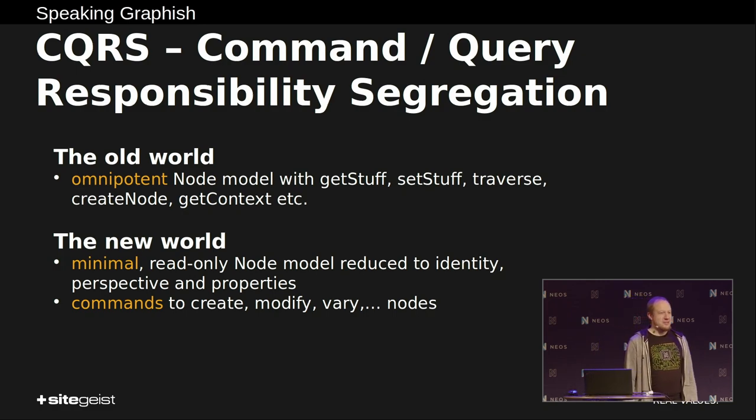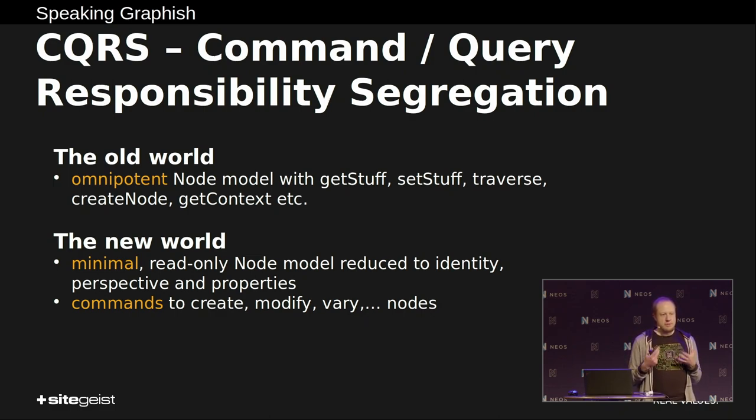So one topic we never got tired of talking to you about was CQRS, right? So command query responsibility segregation. By now you probably already heard of the basics, the concept, and so on. And now that we've actually done this, let's have a look at what an application looks like that you build with this pattern. So in the old world, we had this omnipotent node model. You could get stuff like properties, for example, fair enough. You could also set stuff. You could traverse the whole tree. You could create other nodes, get the context for finding stuff, and so on.